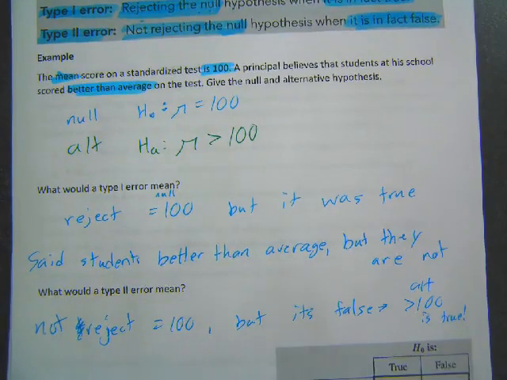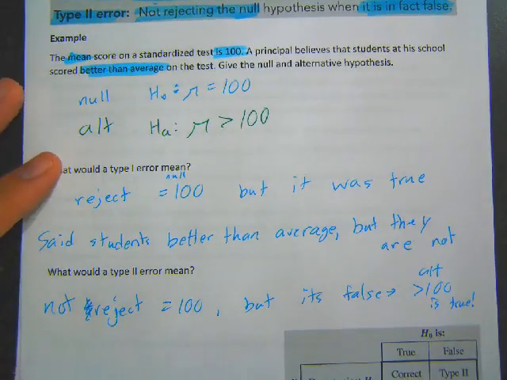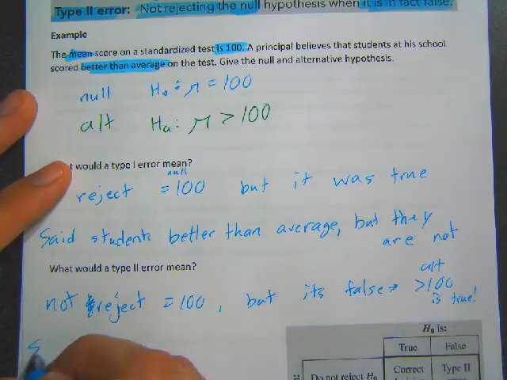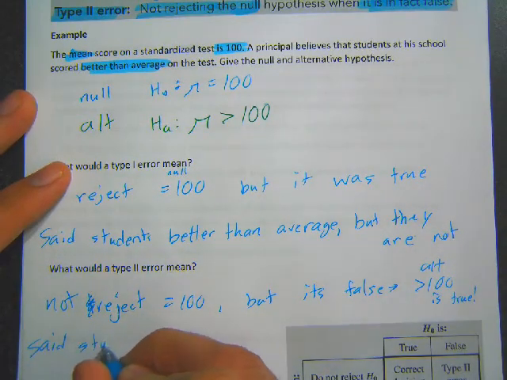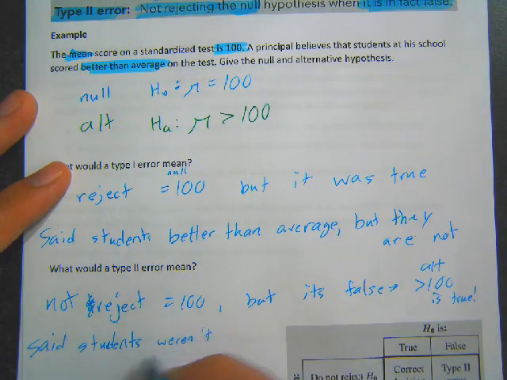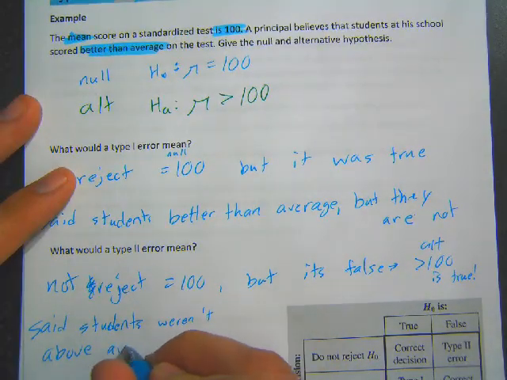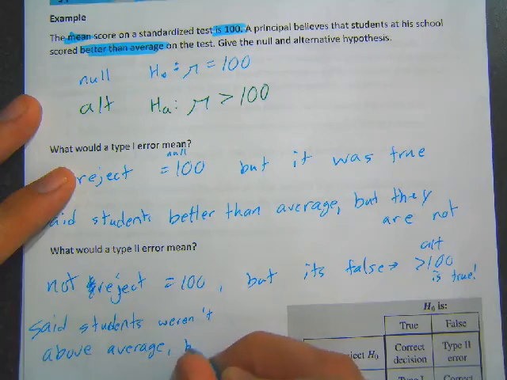So this would be the principal saying, oh, I went and collected the data, and it wasn't high enough above 100, so I didn't reject 100. So I said, yeah, I guess my students are just average. But he actually has above average students, and so he's doing them a disservice because he should be out there saying, yeah, my students are doing great, they're above average. He says, I don't have enough data to show they're above average, so they're not above average. But they were.